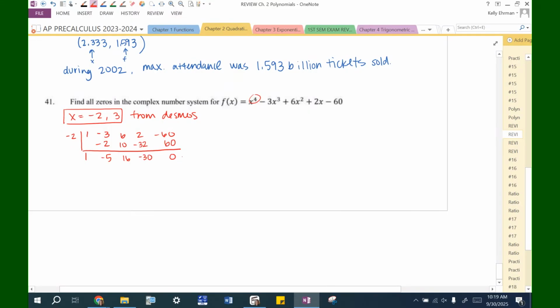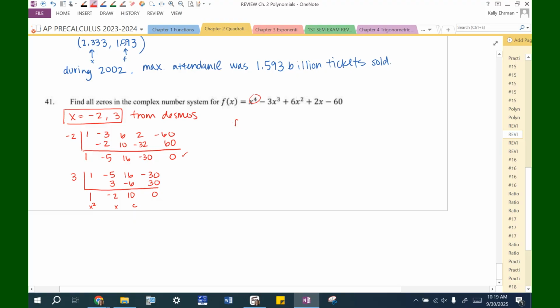You've done it correctly if there's a 0 right there. Now this represents x to the third minus 5x squared plus 16x minus 30. We need to divide that by x minus 3. So put a 3 here, use those remaining coefficients, leave off the 0 remainder, drop down the first number, multiply, add, multiply, add, multiply, add. This is now x squared minus 2x and a constant term.